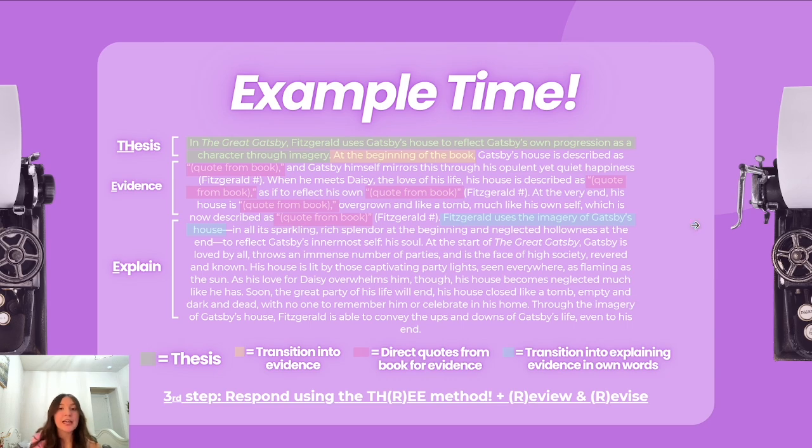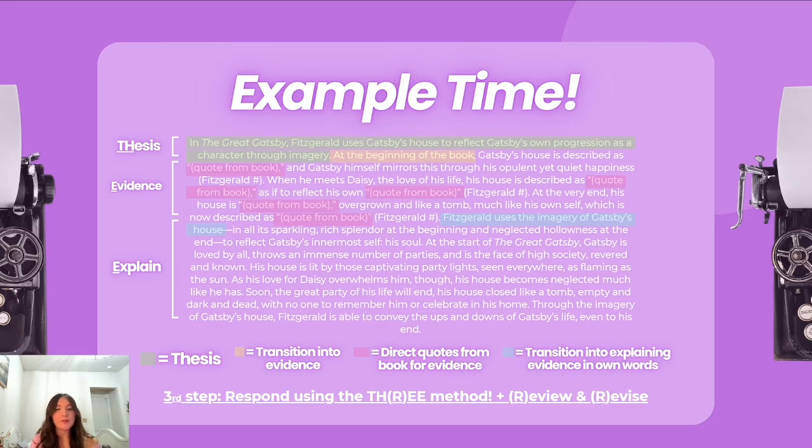And then for the evidence part of the three method, I have Gatsby's house is described as, quote from book, and Gatsby himself mirrors this through his opulent yet quiet happiness. When he meets Daisy, the love of his life, his house is described from, quote from book, as if to reflect his own, quote from book. At the very end, his house is, quote from book, overgrown and like a tomb, much like his own self, which is now described as, quote from book. So that serves as the evidence portion of the three method for my response.